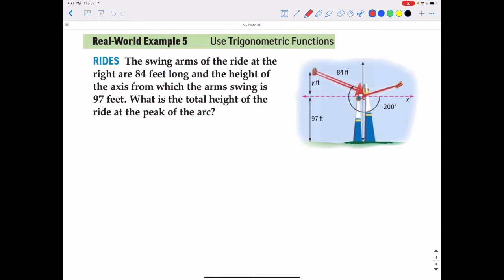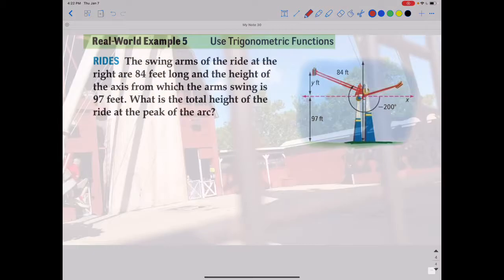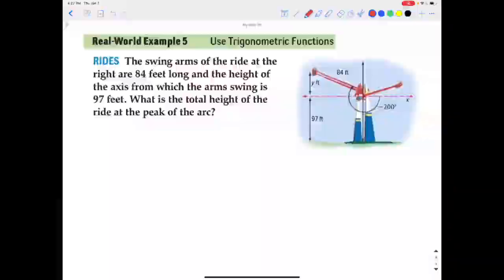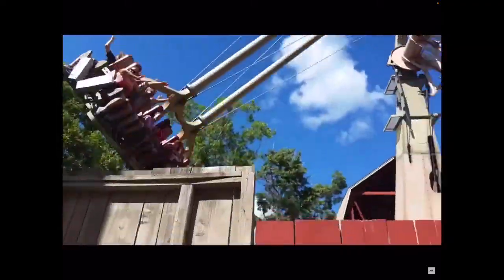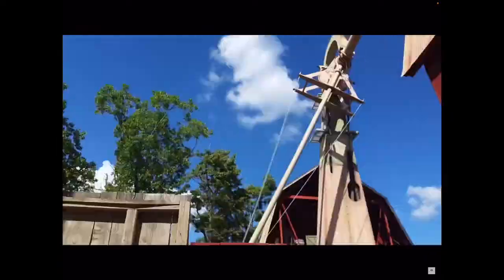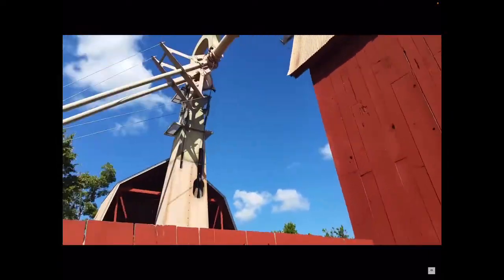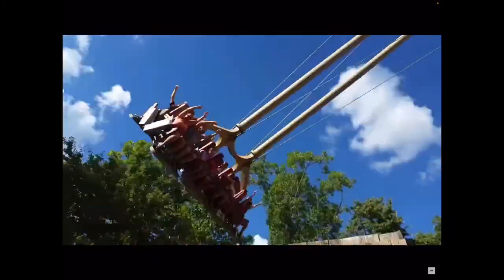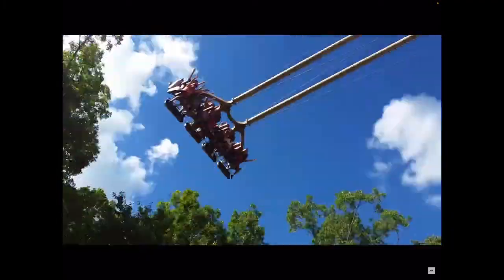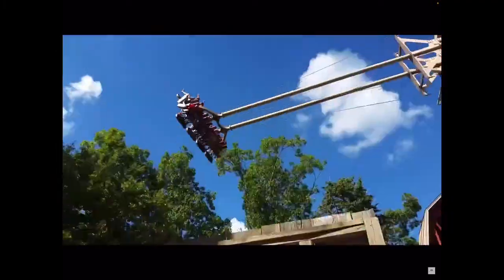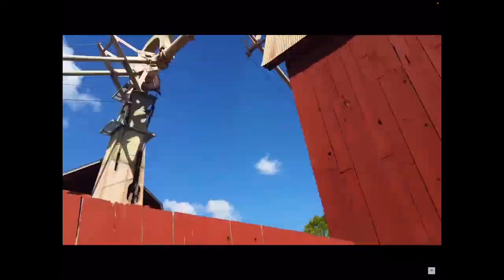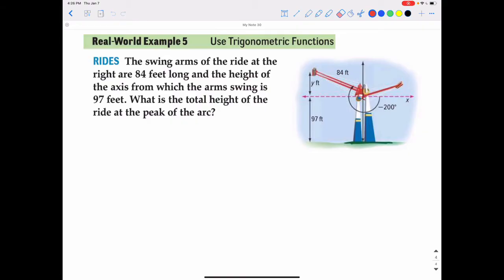And this ride, it kind of reminds me of what they call the giant barn swing at Silver Dollar City. And if you don't know what the giant barn swing at Silver Dollar City is, here's a video of it. Looks pretty fun, doesn't it?